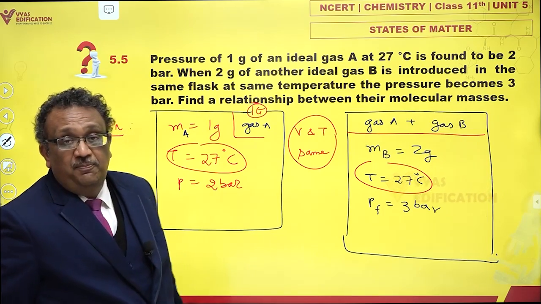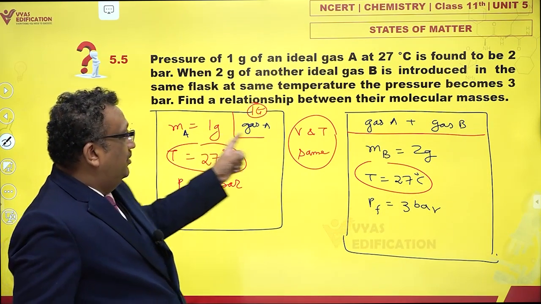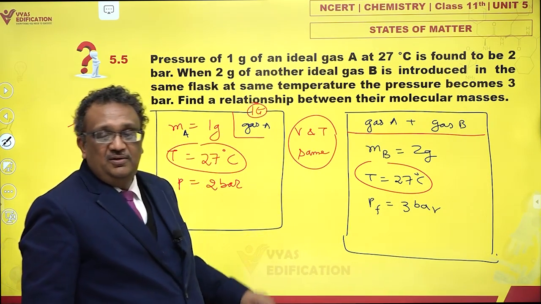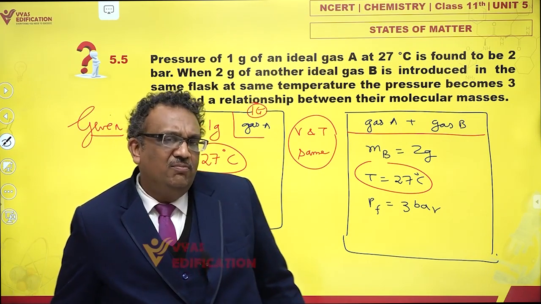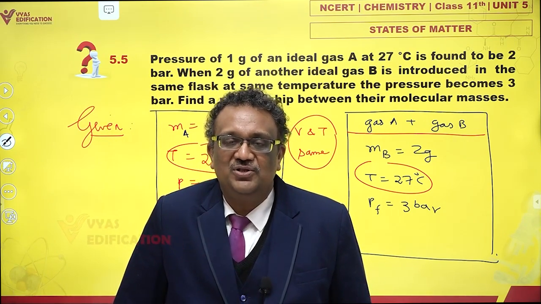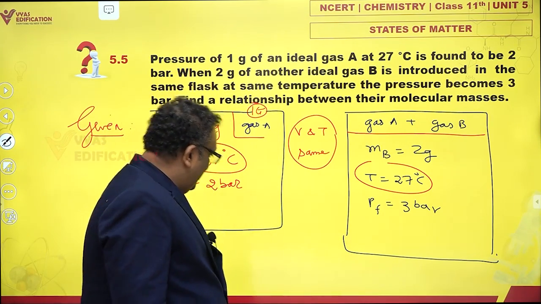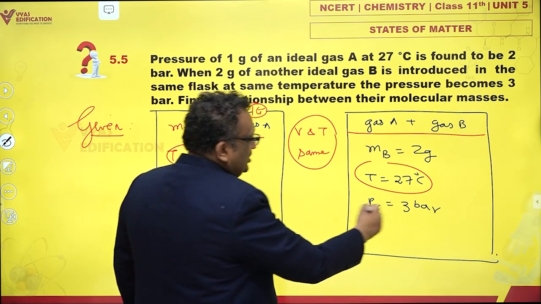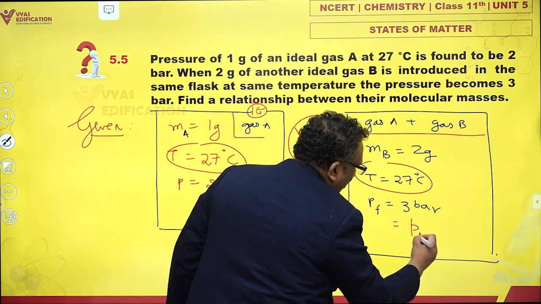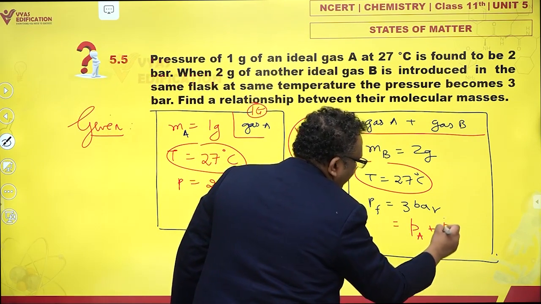Fine. So, the difference lies in number of moles and in pressure. Now, if you remember Dalton's law of partial pressure, what does it say? If you have same volume and same temperature, right, then total pressure is nothing but partial pressure of A plus partial pressure of B.